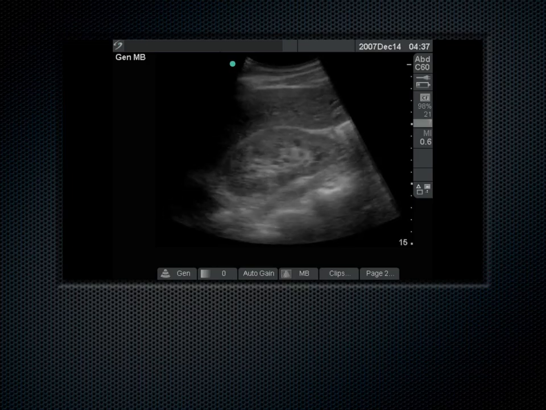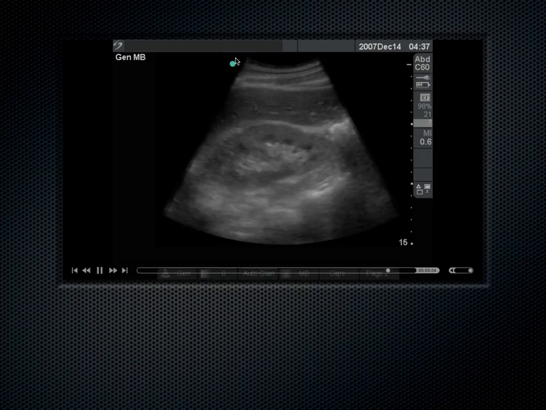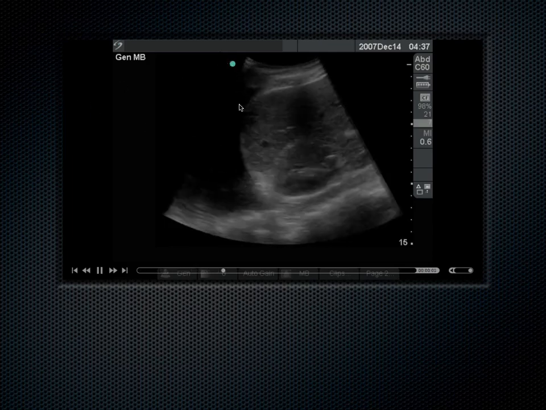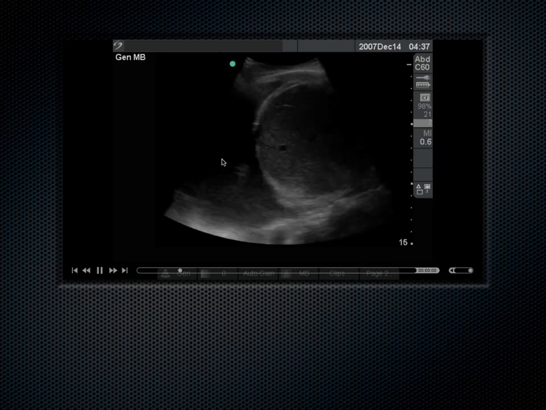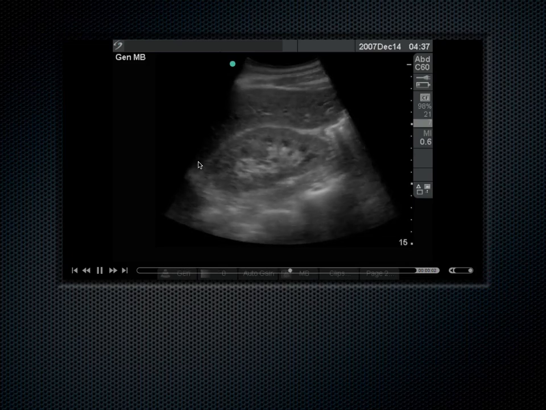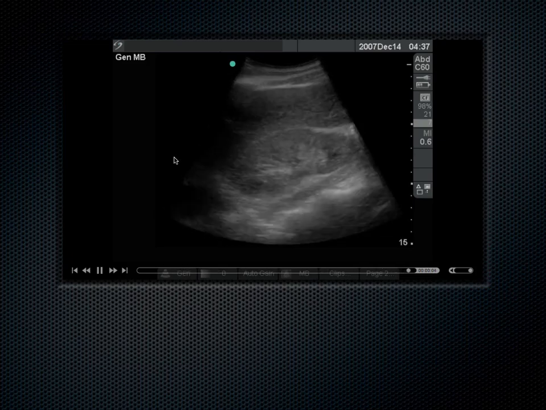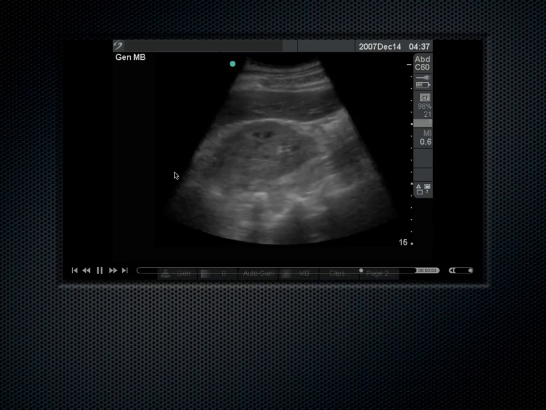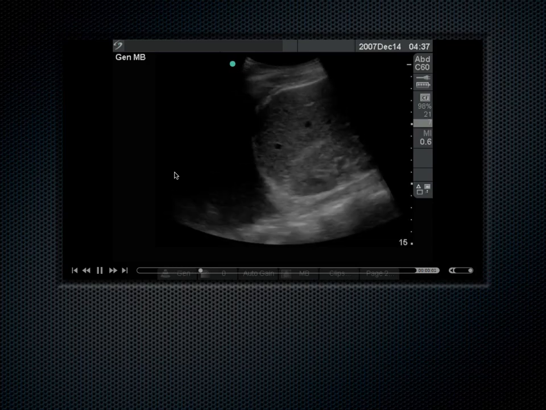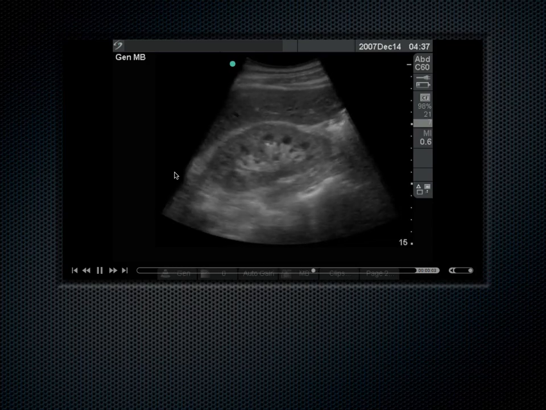So here's an example again. This is a curvilinear probe with the indicator towards the head, the diaphragm, the liver and the kidney, and on this side of the diaphragm you see black. Black represents fluid. It's the anechoic nature of fluid. And so this would be a representation of what pleural fluid appears like.